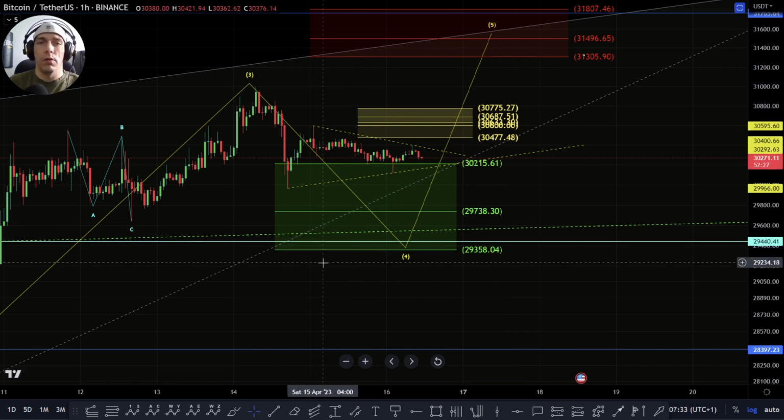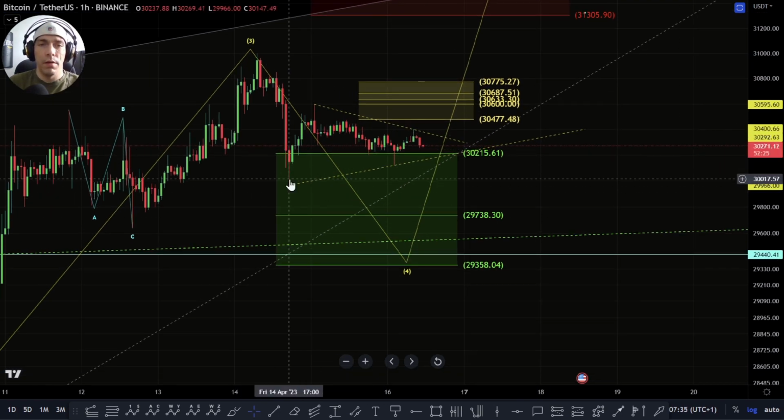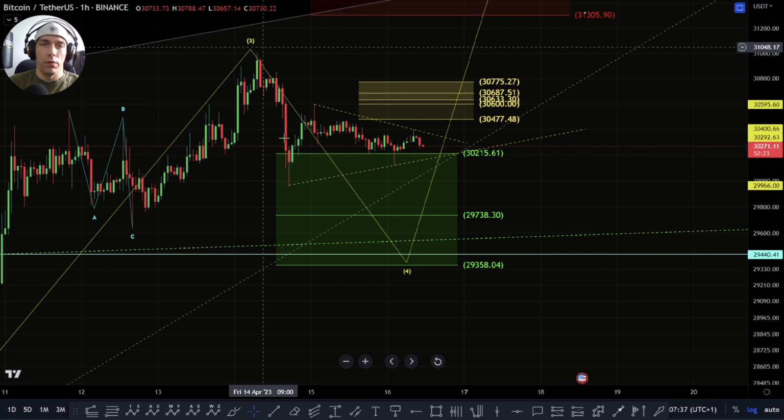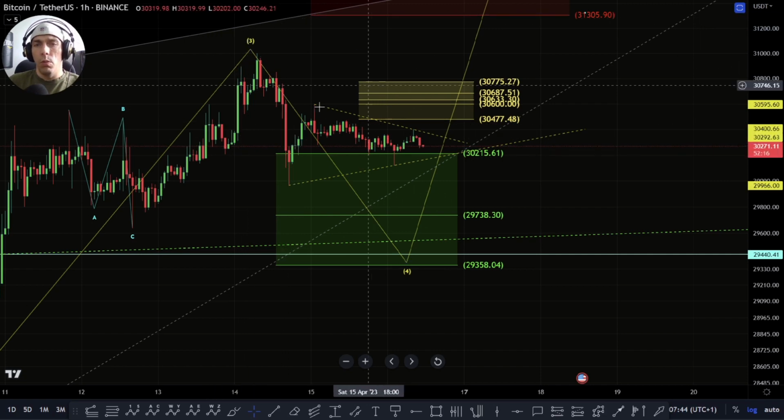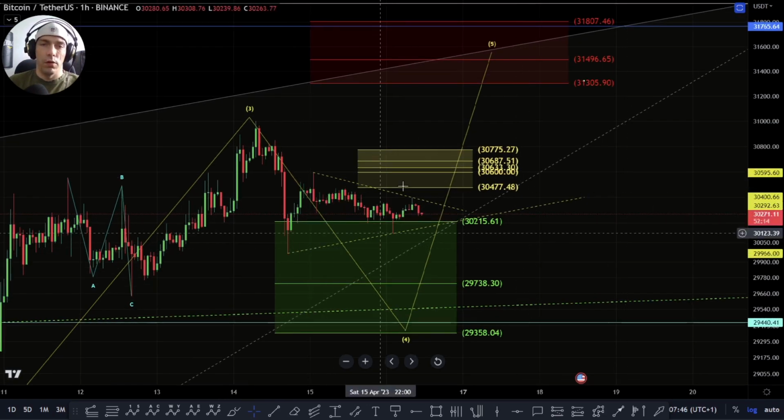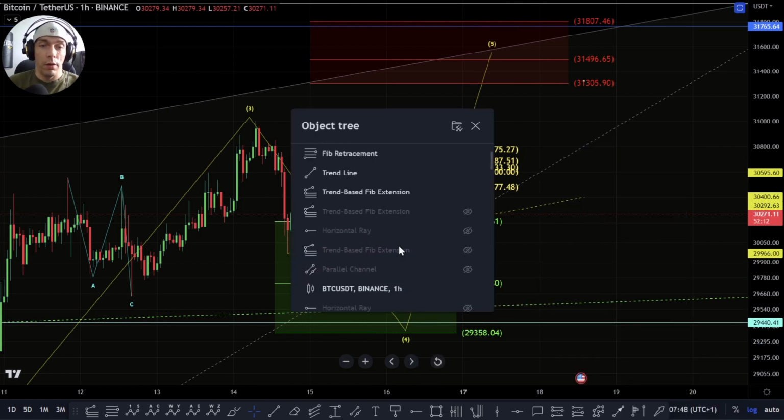There is the potential that we could have actually completed the fourth already here. If we want to treat this as a three-wave move to the downside, where we look at this potentially as just A, B, and C, in which case we could be starting this move to the upside. So how would that look if it plays out?